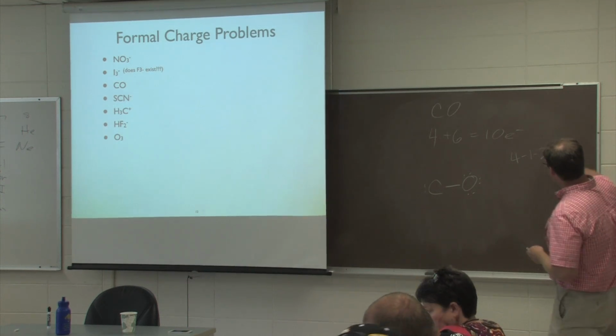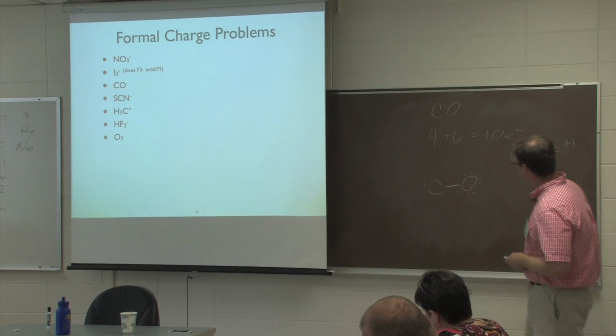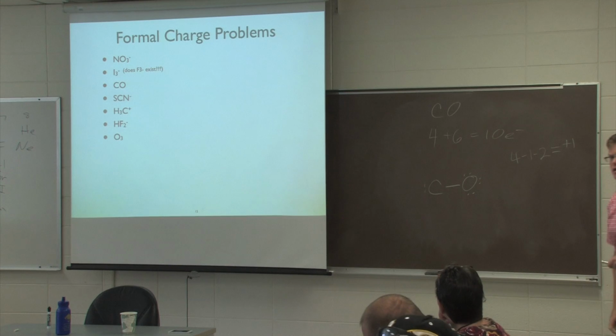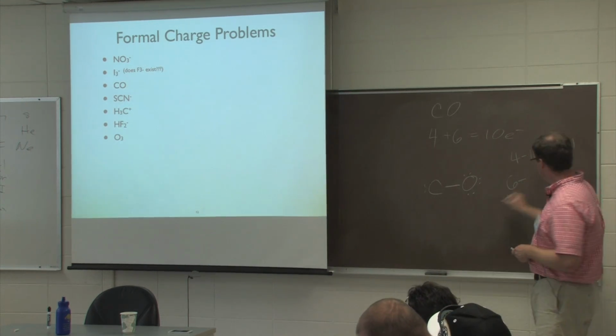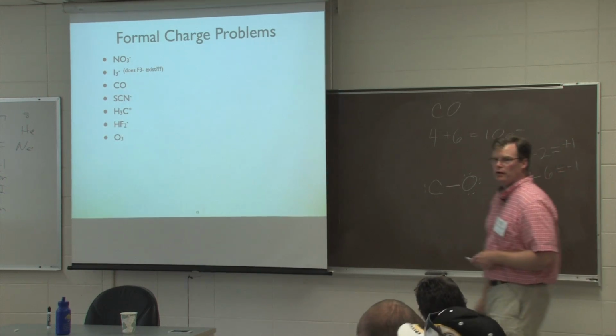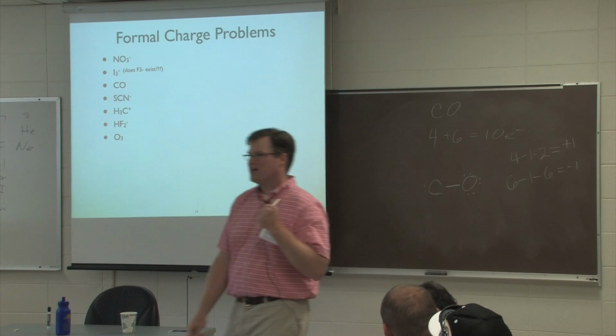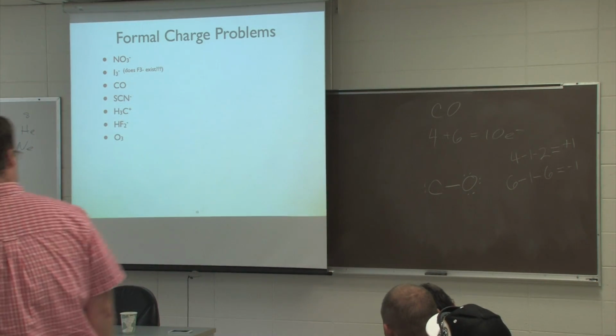All right, so 4 minus 1 minus 2 is plus 1. This oxygen here is going to be group 6 minus half of 2 is 1 minus 6, so that's negative 1. But we still don't have an octet on the carbon, so that's just wrong altogether. So what can we do?